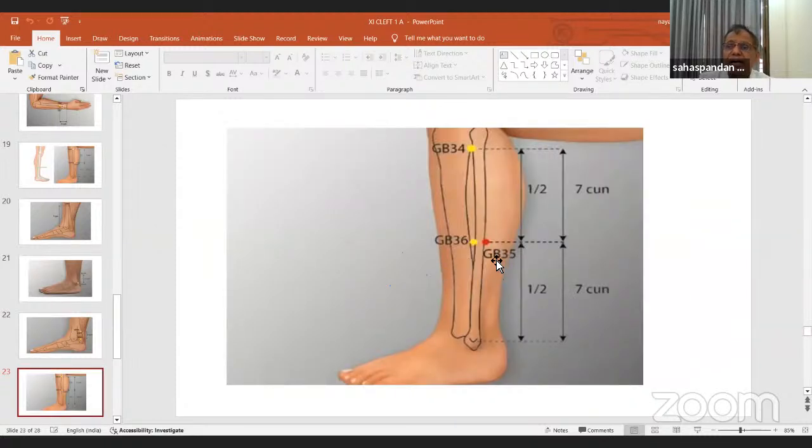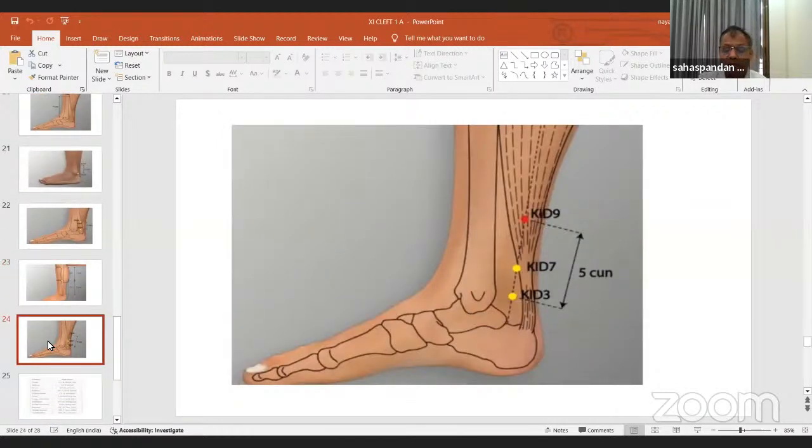See, gallbladder 35. Gallbladder 35 is the Xi-Cleft point of the yang linking vessel, but has very few relevant indications. Then kidney 9. So kidney 9, see the kidney 9. Okay, so kidney 9 is the fortune of the kidney 3.